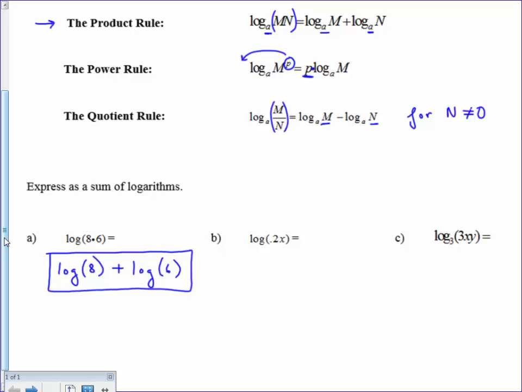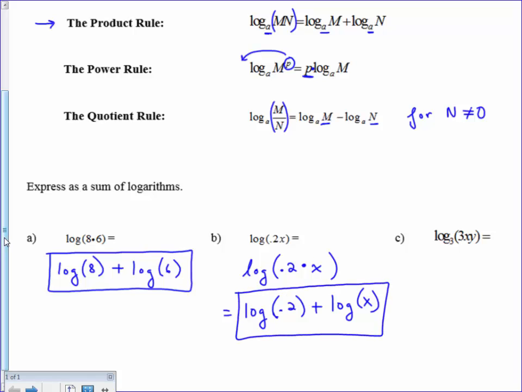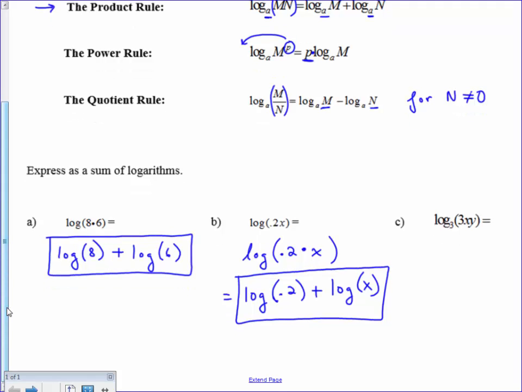The second problem, we have log of 0.2x. This, I'm going to say, is a hidden product. In other words, we can rewrite this originally as log of 0.2 times x. So it's an understood product since your 0.2 and your x are touching. Then we can use the product rule and say if you have log of a product, it becomes 2 logs, and then you add the 2 logs together. Okay, so log of a product becomes the sum of 2 logs, and then this would be your final answer. Neither one of those 2 logs simplify as well.